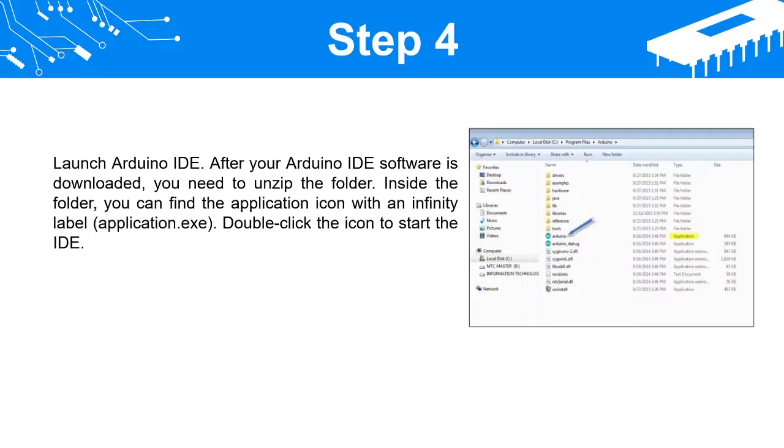Step 4. Launch Arduino IDE. After your Arduino IDE software is downloaded, you need to unzip the folder. Inside the folder, you can find the application icon with an infinity label, application.exe. Double-click the icon to start the IDE.